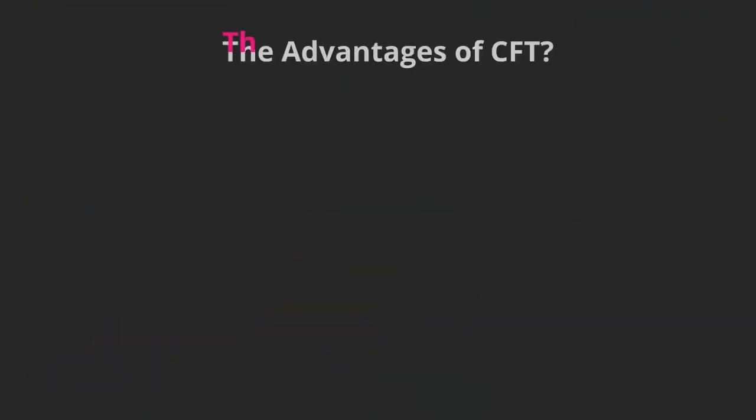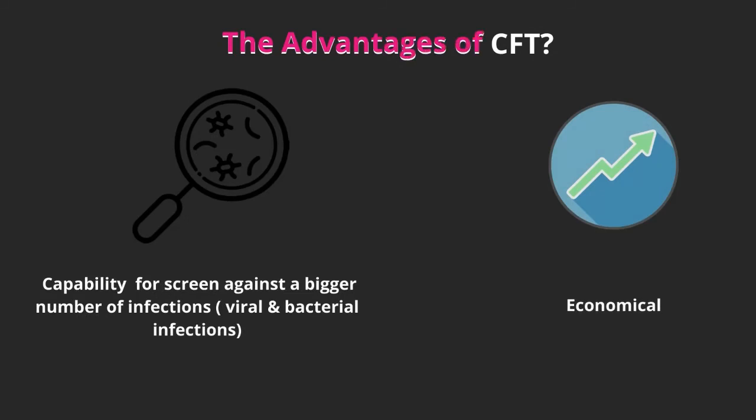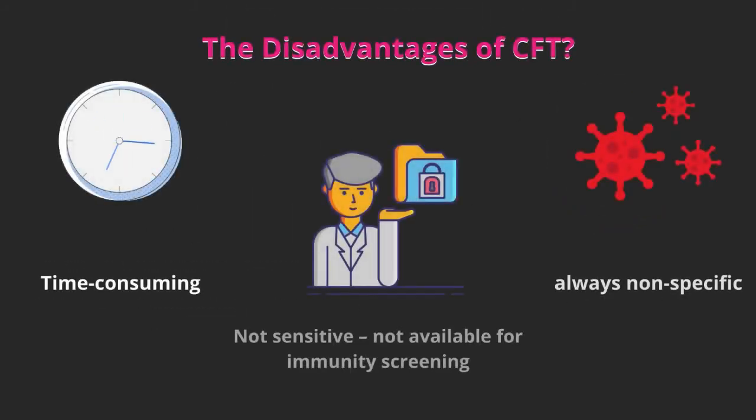What are the advantages and disadvantages of CFT? The advantage of CFT is the capability to screen for a larger number of viruses, and at the same time for bacterial infection. Secondly, it is economical. For disadvantages, firstly, it is not sensitive, so it cannot be used for immunity screening. Then it is time consuming. Thirdly, it is often non-specific, for example, cross-reactivity between herpes simplex virus and varicella zoster virus.